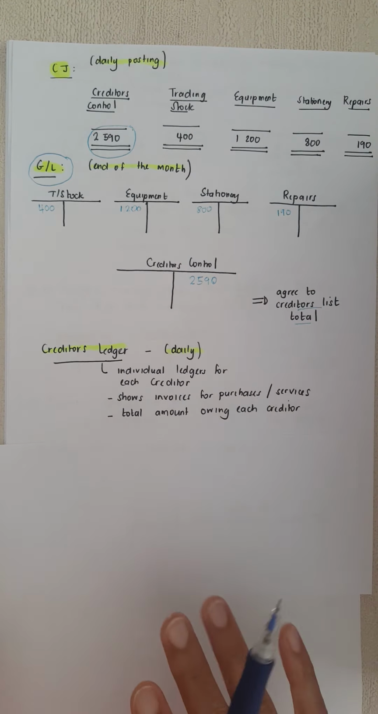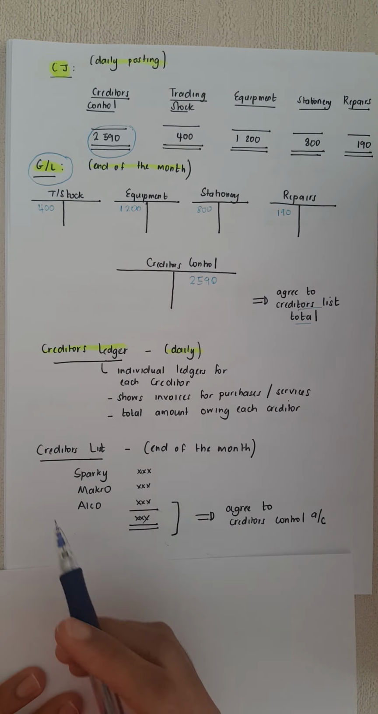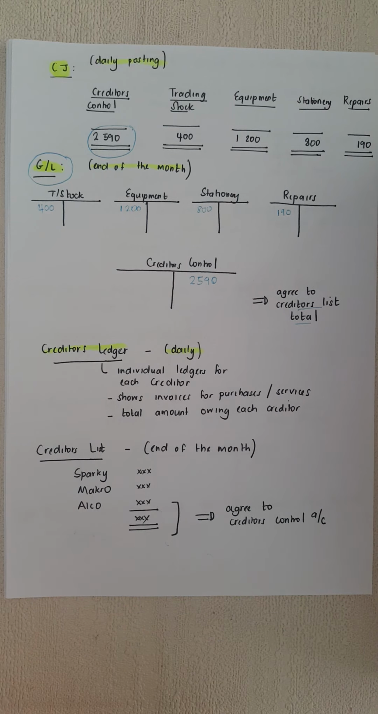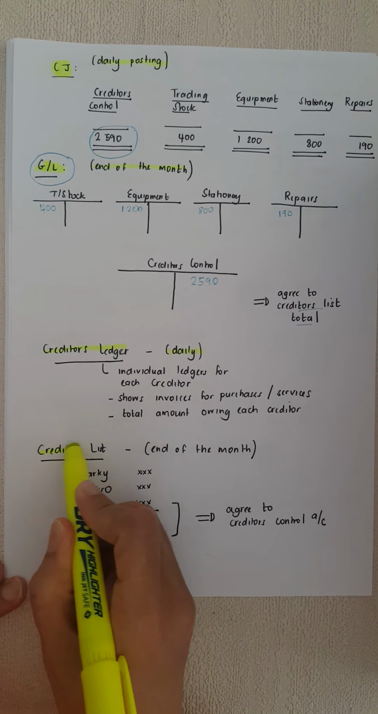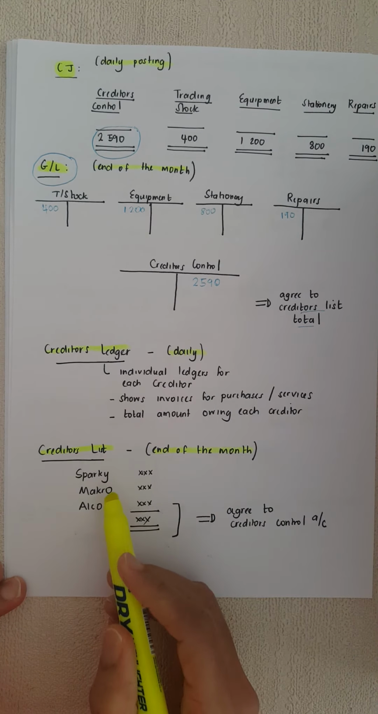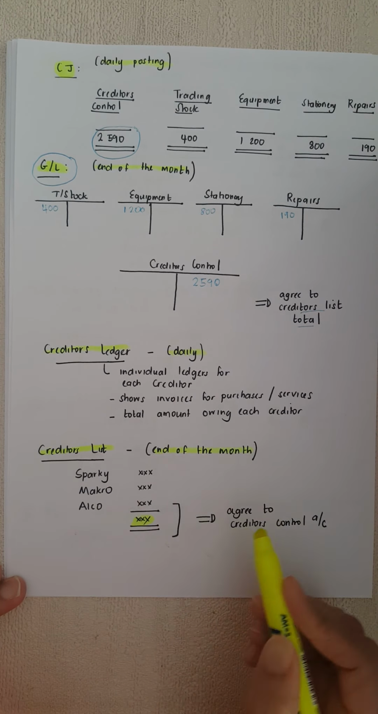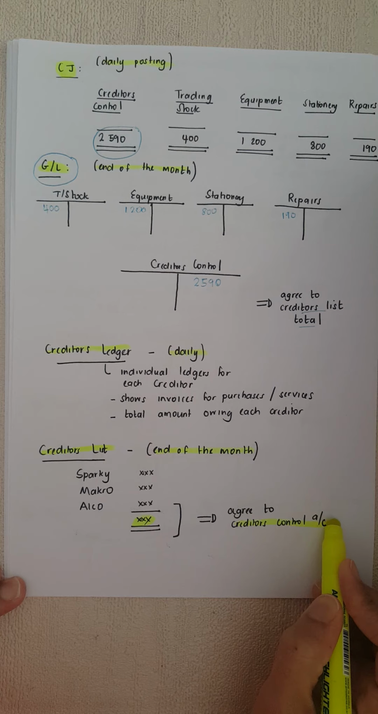I've just made a note here for you. When we're doing the creditors list, you need to remember that you do the creditors list at the end of the month. You write down your creditors, how much they are owed, and this total is important. It needs to agree to the control account.